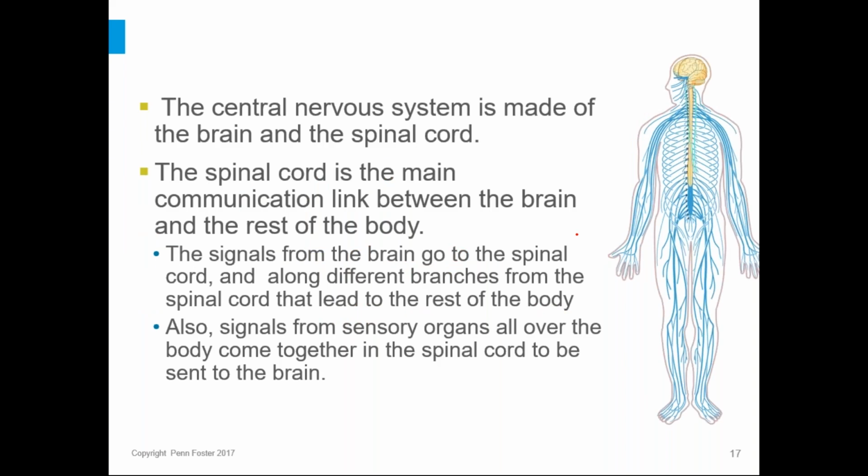So the central nervous system is made of the brain and spinal cord, like we just said. The spinal cord is the main communication link between the brain and the rest of the body. The signals from the brain go to the spinal cord, and they go along different branches from the spinal cord to the rest of the body, kind of like exit ramps off of an interstate that lead to smaller local roads. It also works in the other direction with signals from sensory organs all over the body coming together in the spinal cord to be sent to the brain. So that's the main job of the spinal cord.